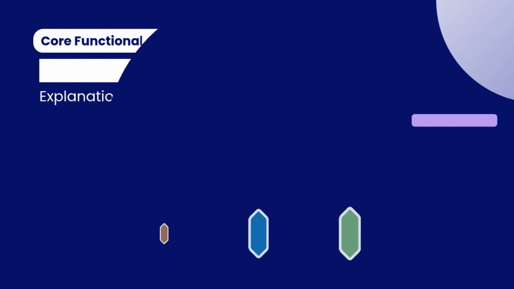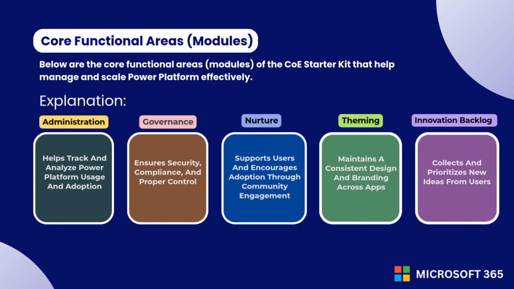Now let's discuss the core functional areas of the CoE Starter Kit. Let's discuss one by one. Administration helps track and analyze Power Platform usage and adoption. Governance ensures security, compliance, and proper control. Nurture supports users and encourages adoption through community engagement. Theming maintains a consistent design and branding across apps. Innovation Backlog collects and prioritizes new ideas from users.